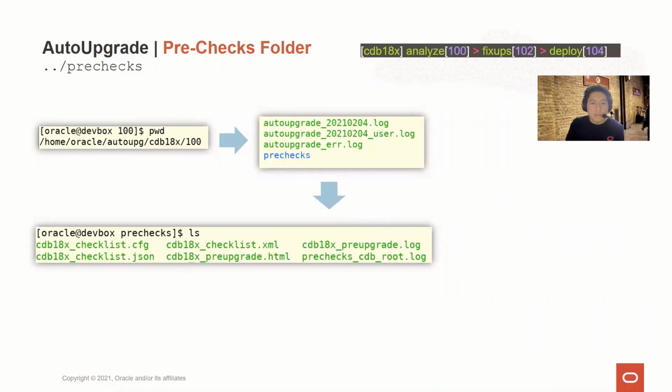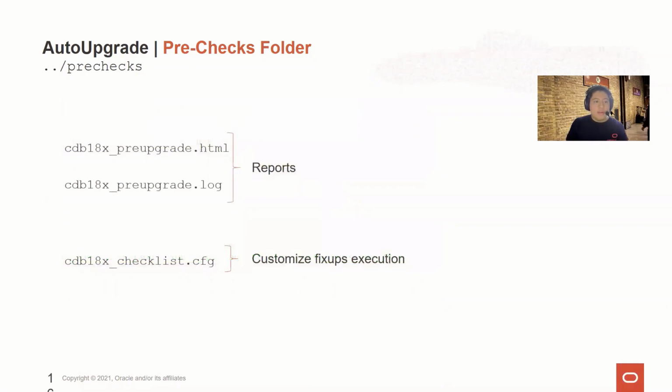If we want to list the reports created during the analyze phase for the CDB18X, we will need to go to the job ID 100 and then go into the pre-checks folder. And we will find something like this. We have a few files there, but the most relevant files for us are the preupgrade.html file and the preupgrade.log file. These files are the reports created for the user, and there you will find a summary of the conditions that were found on your database and see if we can fix them or not.